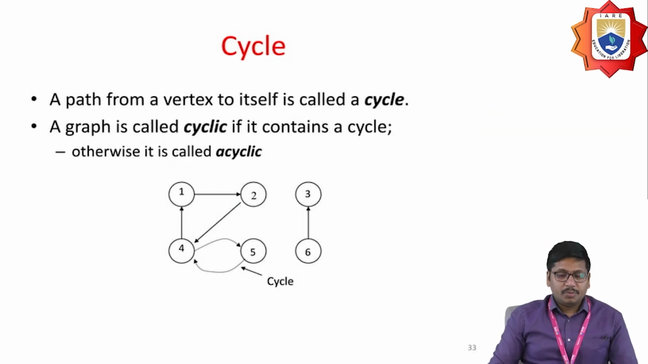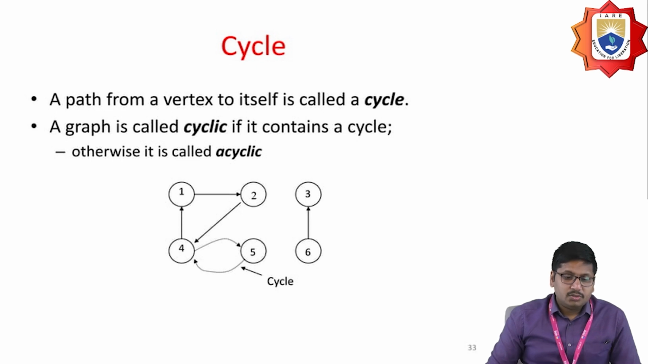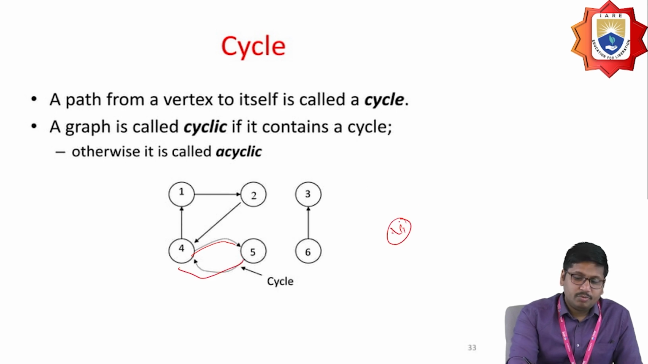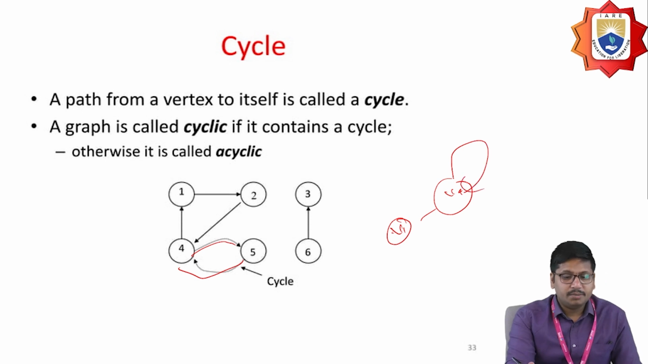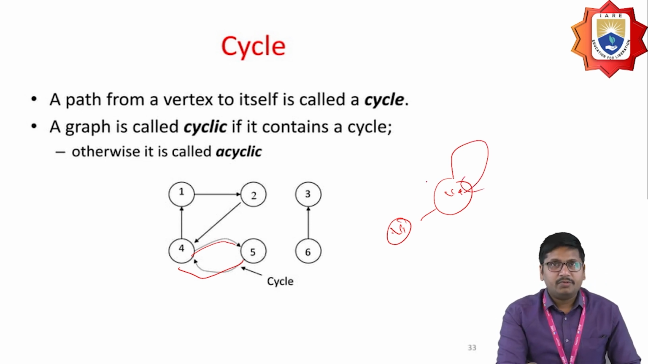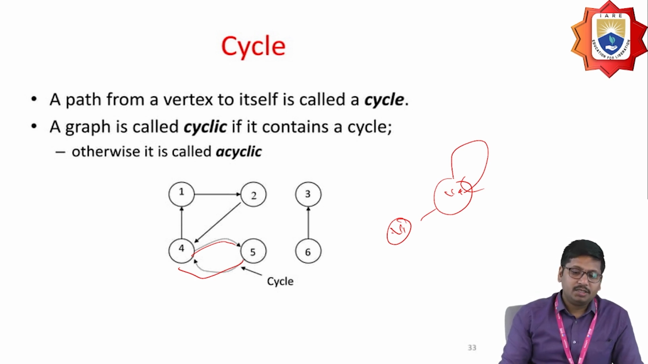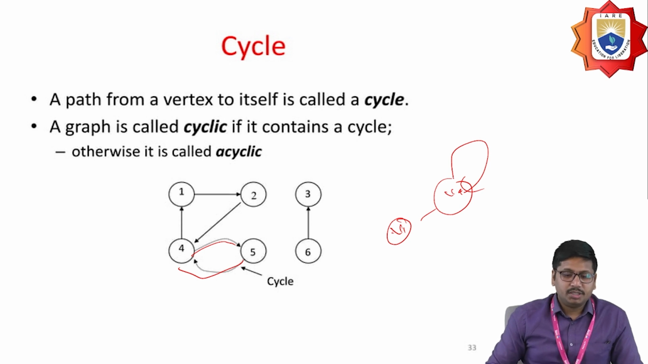And next I'm going to see about the cycle here. A path from a vertex to itself is nothing but a cycle. If you look at this, there is a cycle from 4 to 5 and 5 to 4. So this should be the cycle between them. A graph is said to be cyclic if it contains a cycle, otherwise it is acyclic.